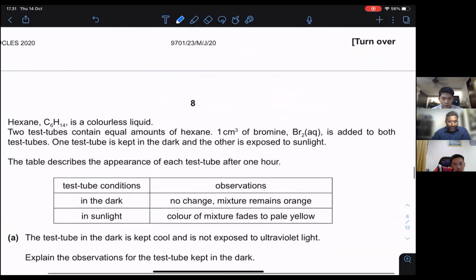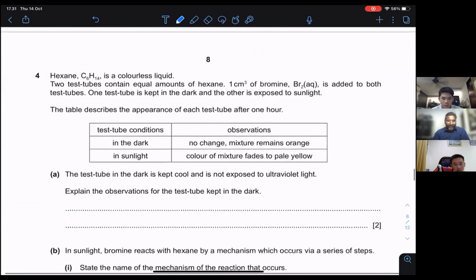So here, you have hexane. The moment you see hexane, this is already an alkane. C6H14. If you don't know it's an alkane, the general formula is CnH2n+2, so automatically double plus 2. So it's a colorless liquid.